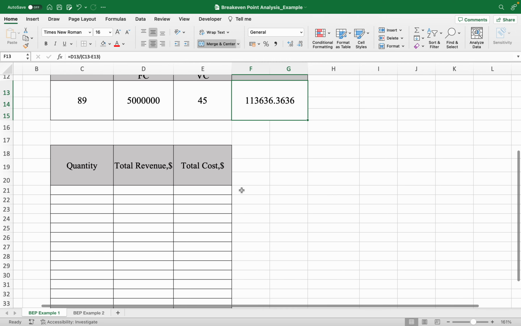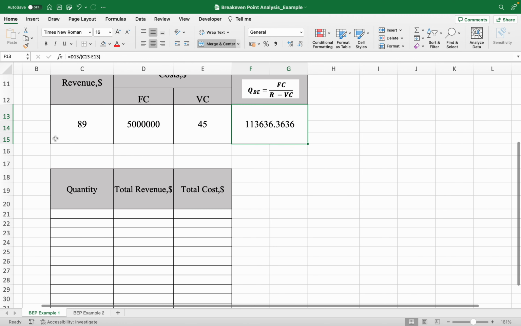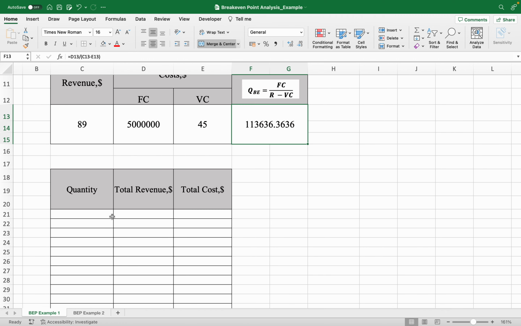Now to part two. To graph the break-even point, we just make a table like this, and here we have the quantity, which means the quantity as in the amount of units being produced. So this is just totally random, but we have a ballpark figure here of 113,000. So in this case, let's space it out with 10,000 units. So like this, or let's just add it here, like this, and just drag it down.